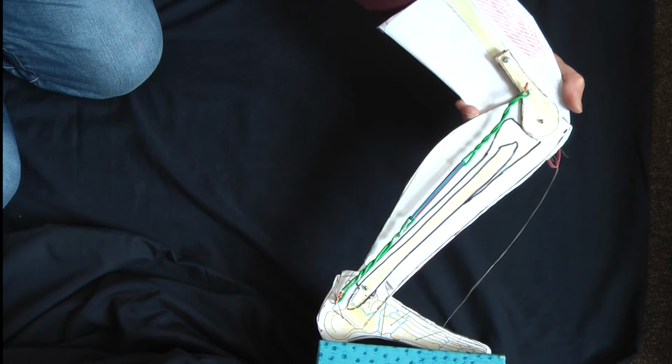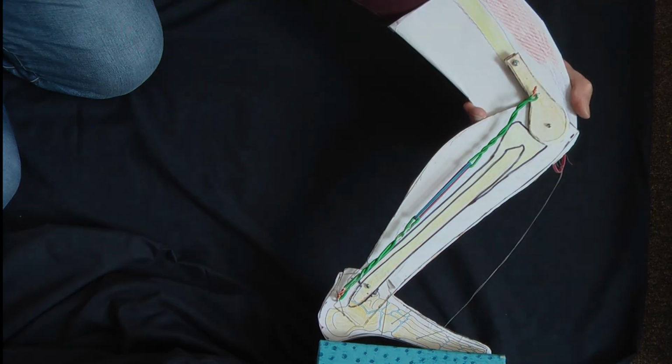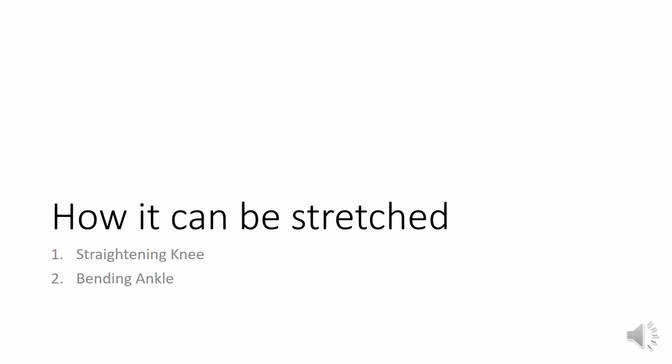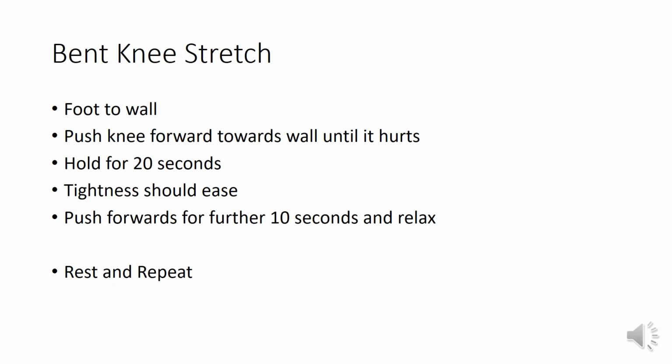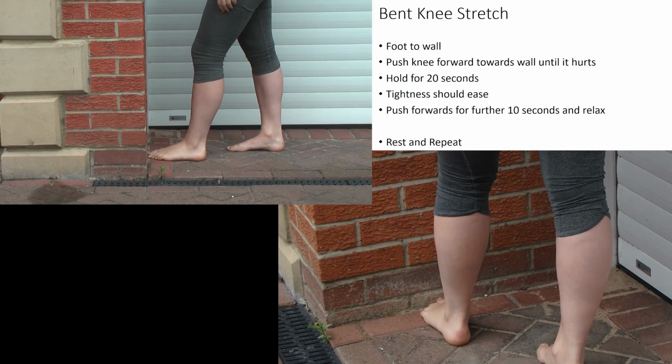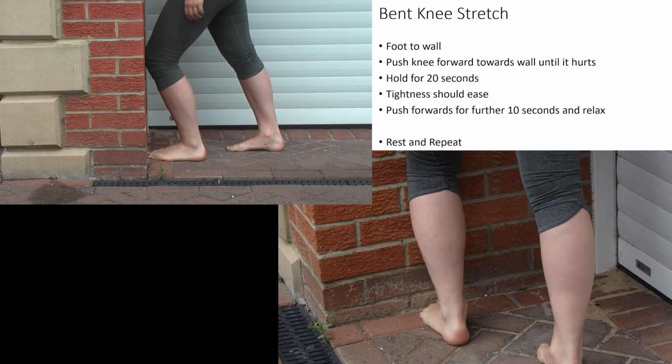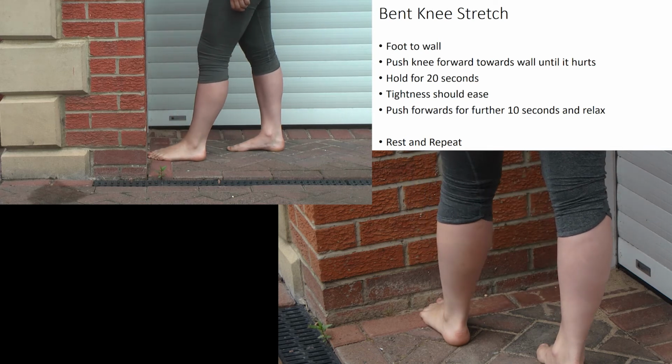As we have discussed, the calf can be stretched by either straightening the knee or bending the ankle. We have demonstrated this in the model, and these can be managed doing simple stretches. Firstly, with the bent knee stretch, put the foot against the wall and bend your ankle towards the wall to stop when the muscle gets tight and painful, and hold it in this position for 20 seconds. The tightness should ease and you can push forward for a further 10 seconds and then relax. Rest and repeat.